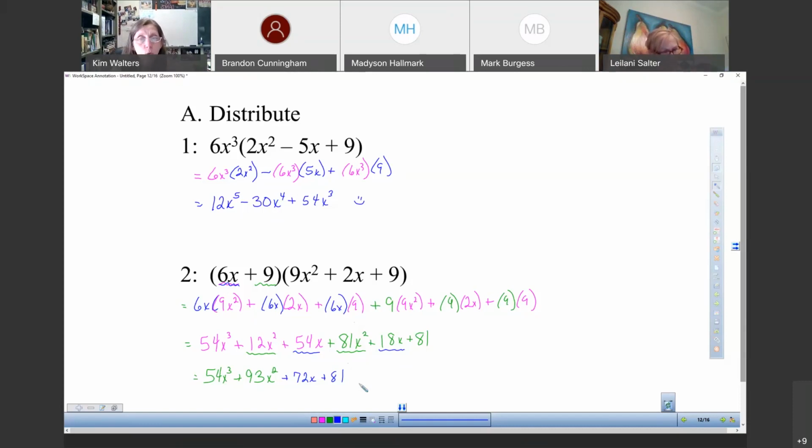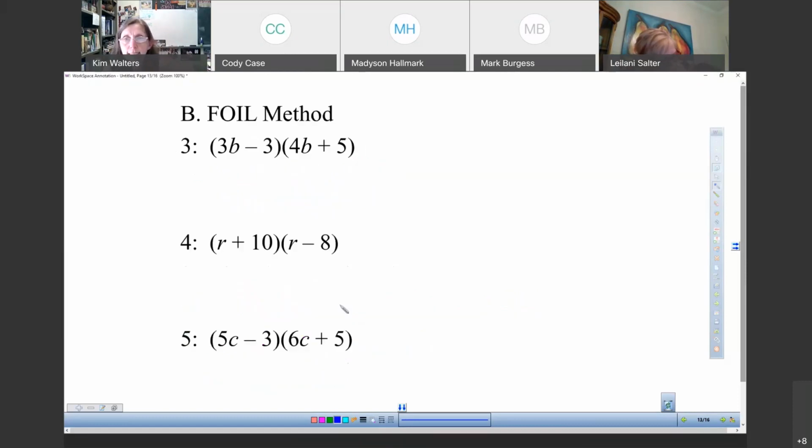Somebody asked about FOIL. FOIL is an acronym, a mnemonic device for multiplying together some things, and we're going to look at that in just a second. See, you had perfect timing on asking about FOIL.